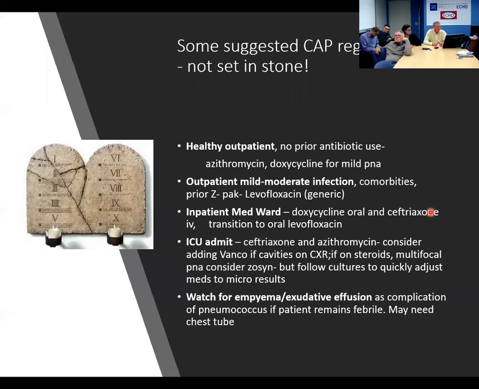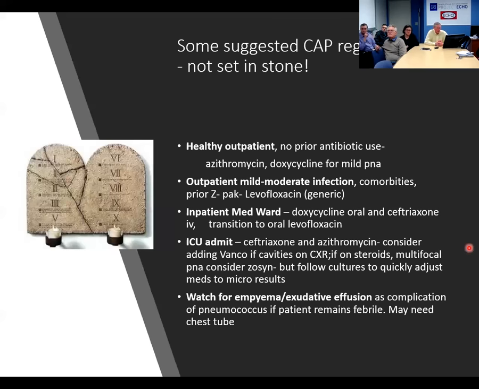All right. Some suggested community-acquired pneumonia regimens, not set in stone. Healthy outpatient, no antibiotic use: think about Z-Pak or doxycycline. Basically a healthy person, not in the hospital. Outpatient, mild to moderate disease, prior Z-Pak: you may be worried about some resistant strep pneumo. So levofloxacin as a generic, for how many days? 5 days. No more than 5 days, yes. I just saw somebody getting a prescription for 10 days, and I was not happy with that.